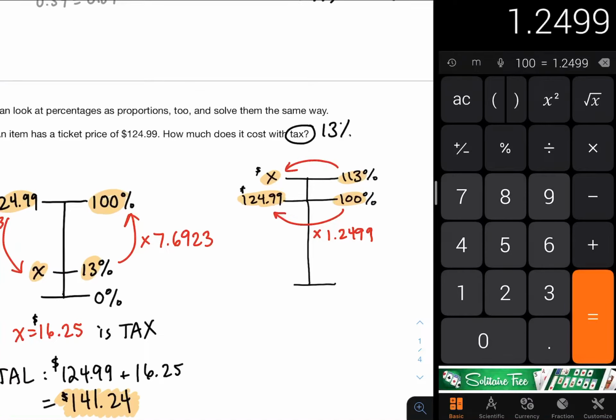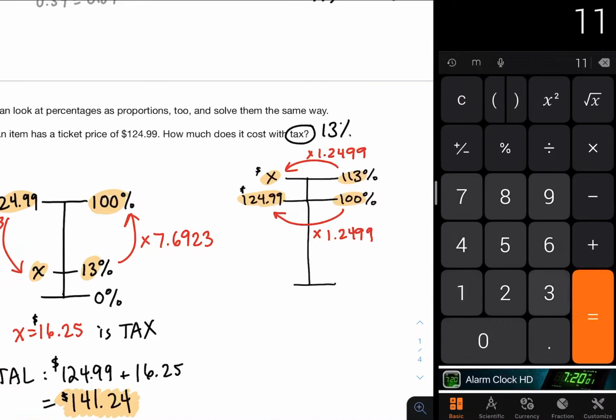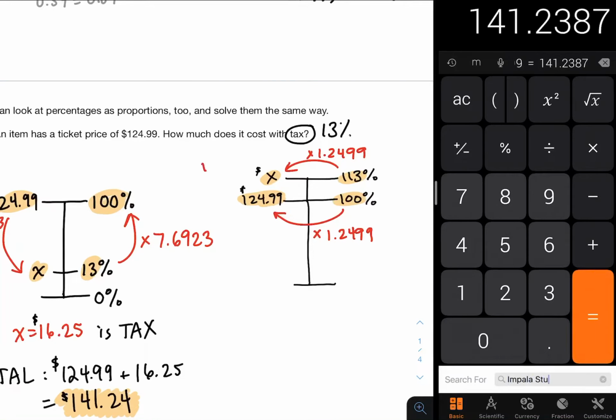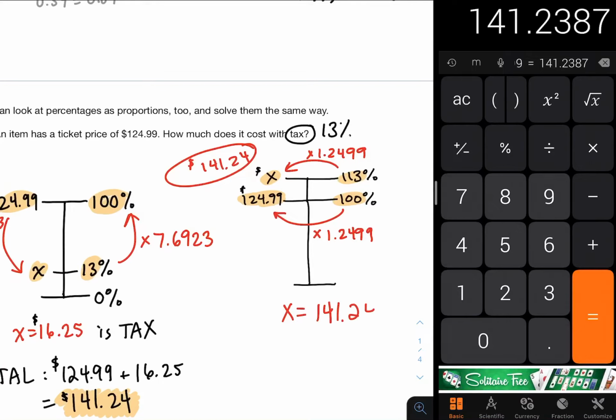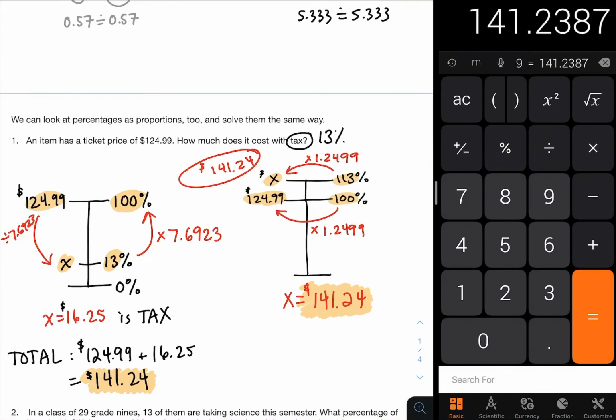So now I'm going to use that the other way. This time I'm going in the same direction, so I get to multiply again. I'm going to use the same operation because I'm going in the same direction. So 113 times 1.2499 is 141.2387. So I'm going to round that to 24 since it's money. So that means that x is 141.24. And this time that x doesn't represent the tax. That x represents the tax on top of the price, so the full amount. So notice that was a little bit of an easier calculation because I didn't have to do this step of adding the total price to the tax.